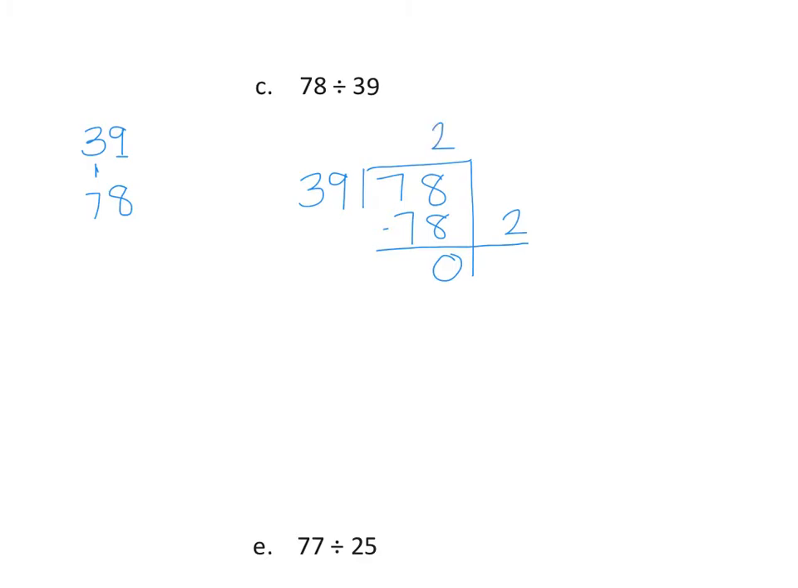To prove that 2 is the right quotient, take that divisor and let's multiply it by 2. Let's double check. 2 times 9 is 18, that is correct. And then 2 times 3 is 6, plus 1 more is 78. So we do get the same dividend, and we have the correct quotient. Let's move down to E.